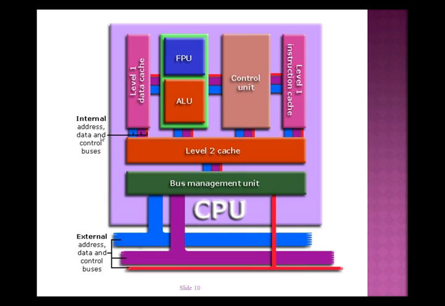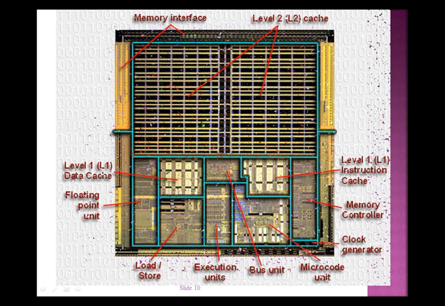Address bus is used for memory addresses. Data bus is used for sending and receiving the data from various registers. Control buses are used for controlling with the help of the CU, that is your control unit. Then this is the level 2 cache. There is a bus management unit, which is used to manage every component of the bus, every component of this CPU.